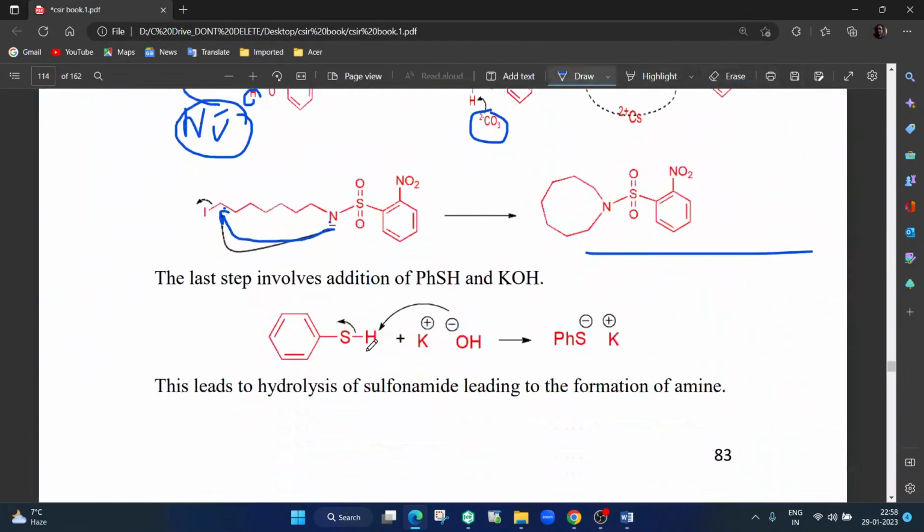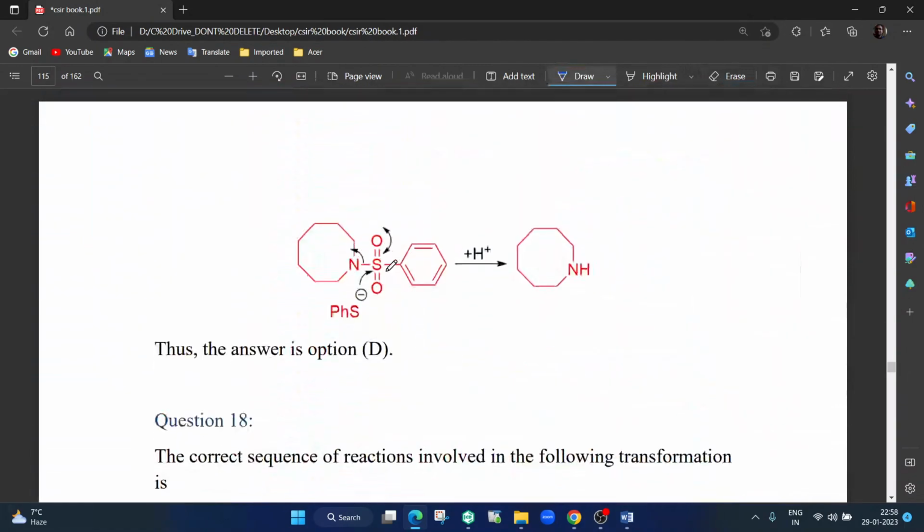Next is thiophenol. Thiophenol is more acidic than phenol. Apart from that, sulfur will stabilize the negative charge better, and sulfur is a very powerful nucleophile, much more powerful than oxygen, because its lobe is much larger than oxygen's, and therefore it will go and attack on the sulfur. Here it comes, then this leaves, and you get this product. So the answer is option D.